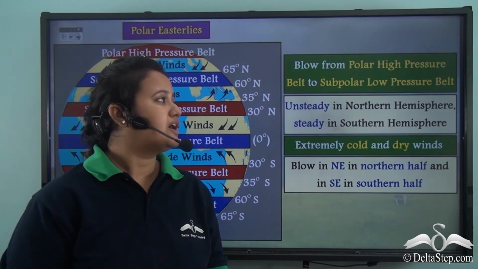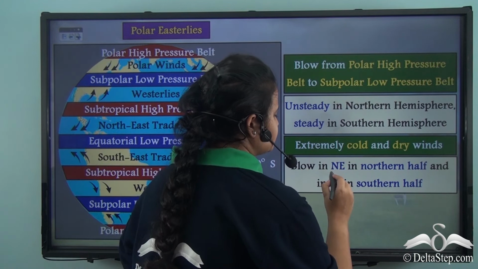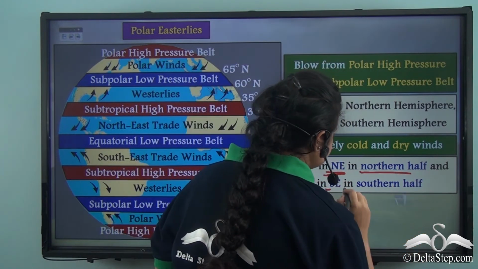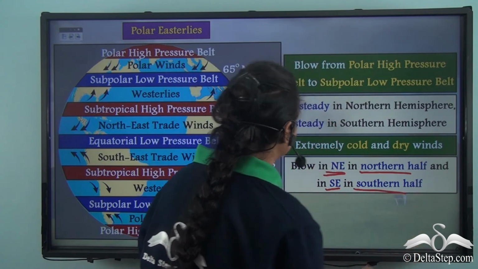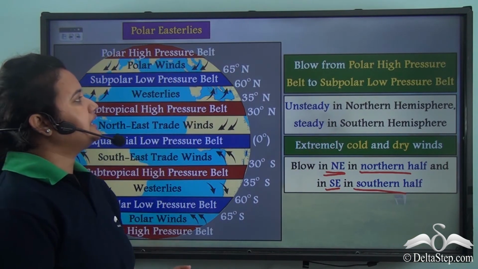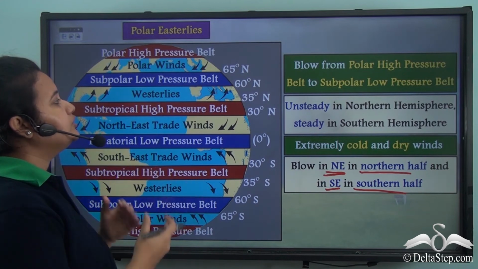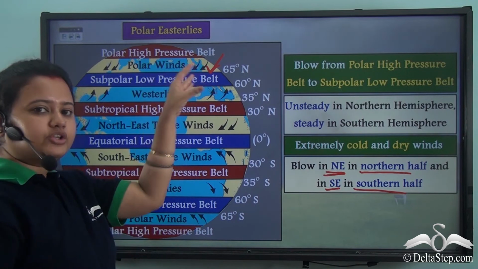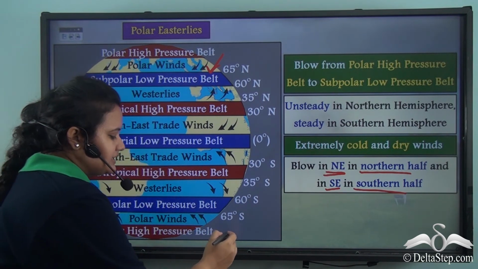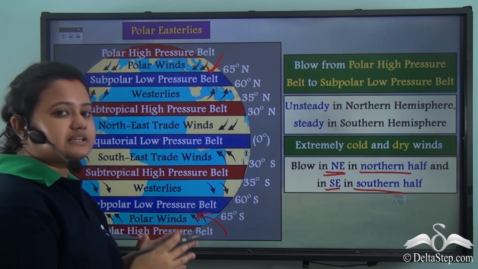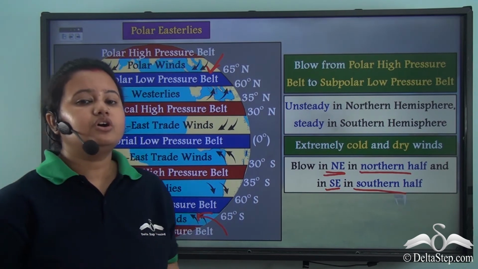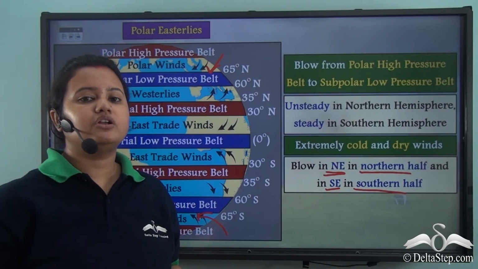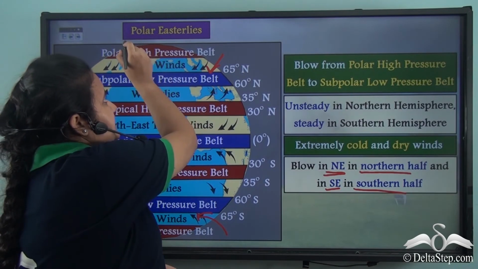Now, polar winds blow in northeast direction in the northern half and in southeast direction in the southern half. Look at this picture. In this picture we can see that the polar winds come from northeast direction in the northern hemisphere and they come from southeast direction in the southern hemisphere. So since the polar winds come from east, these polar winds are also known as polar easterlies.